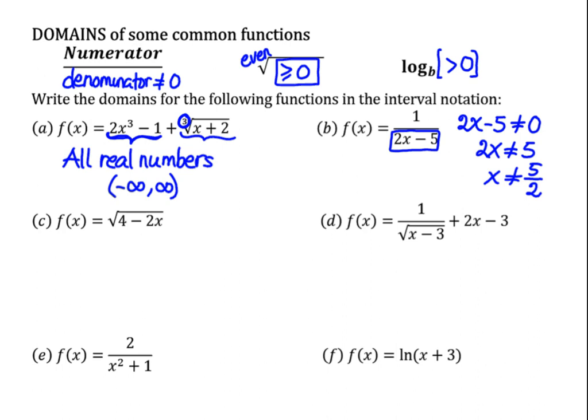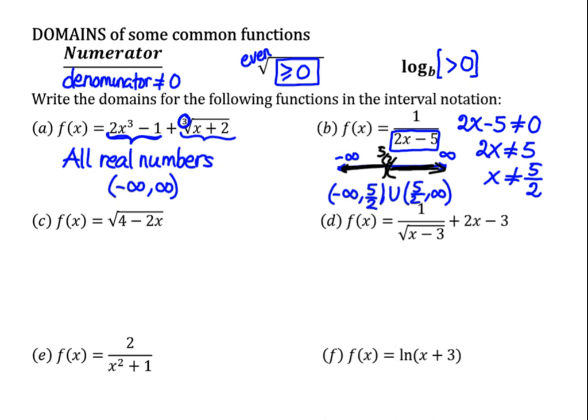Right. But if we write that in interval notation, we can have anything on the left of 5 halves and on the right of 5 halves, but not at 5 halves. So we can write negative infinity to 5 halves, and then union with 5 halves to positive infinity. Right, so that is the rational function.